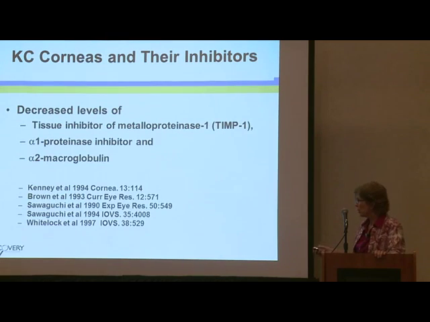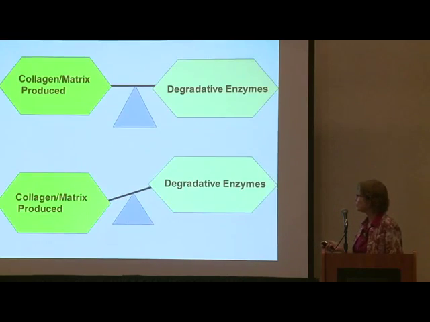They also showed in those years, the 90s, that they have decreased levels, not just of one inhibitor, but of multiple inhibitors. The tissue inhibitor of metalloproteinase, this proteinase inhibitor, and the macroglobulin, they all inhibit different pathways. So this is like a double whammy, because it's not just one single pathway that is changed, and therefore we can't go after that one inhibitor or that one enzyme. There are multiple enzymes that are increased and multiple inhibitors that are decreased.